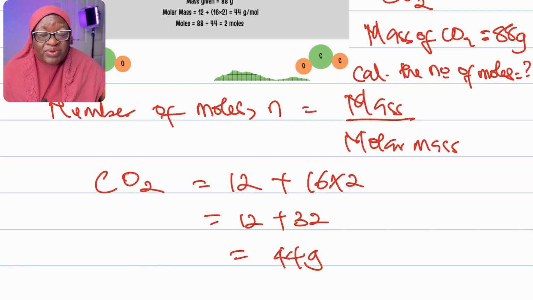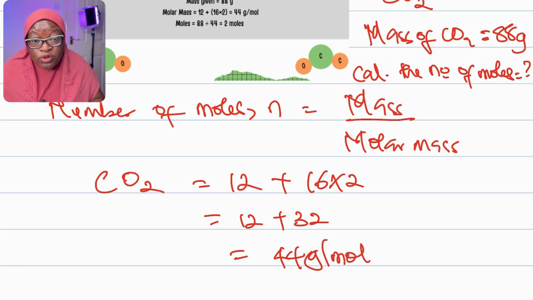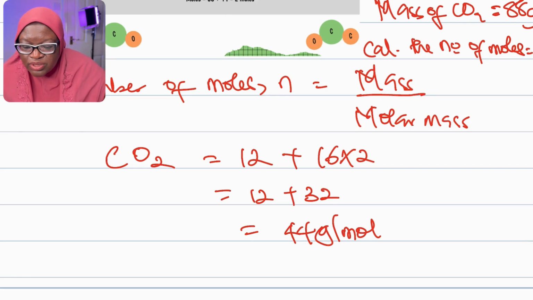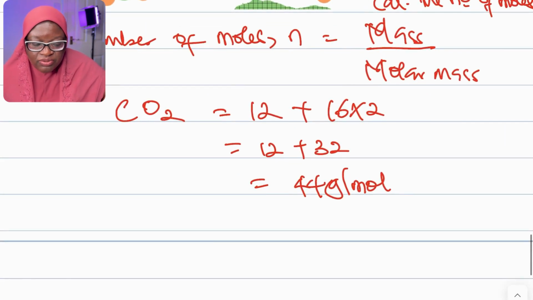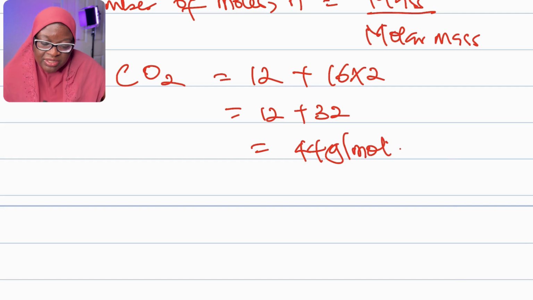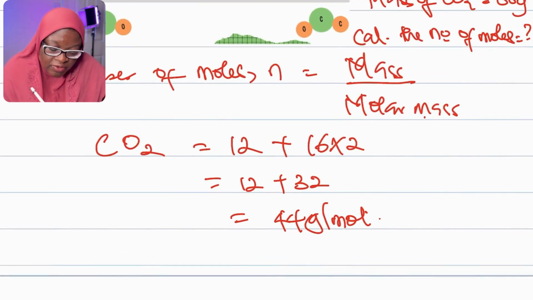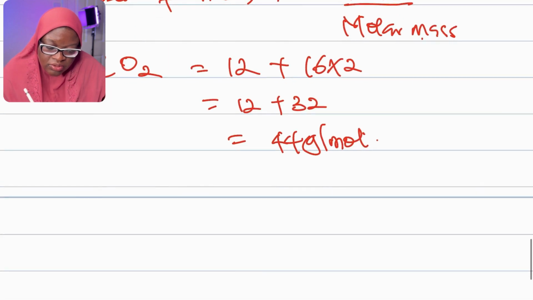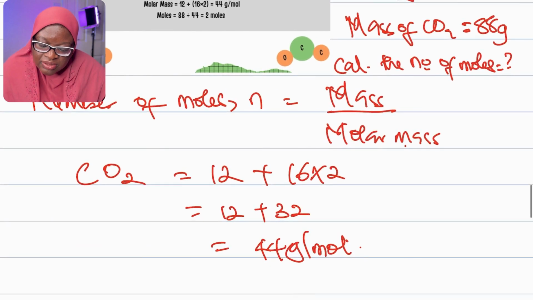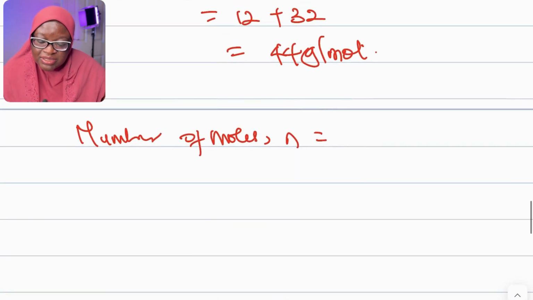It is important to put the right unit. So here we have 1 mole of CO2, and that tells us that the molar mass is 44 grams in 1 mole. So now let's find the number of moles that we have in 88 grams. Let's plug this value in here and use this as the mass. So again, going back to our formula, number of moles N will be equal to the mass that we've been given, 88, divided by the molar mass, 44.